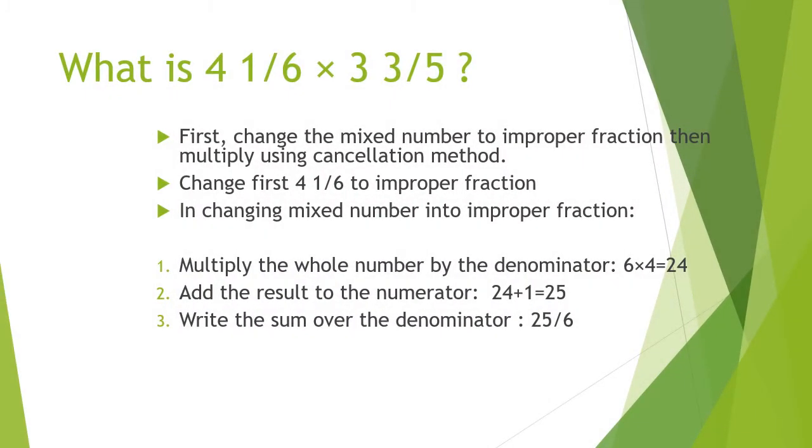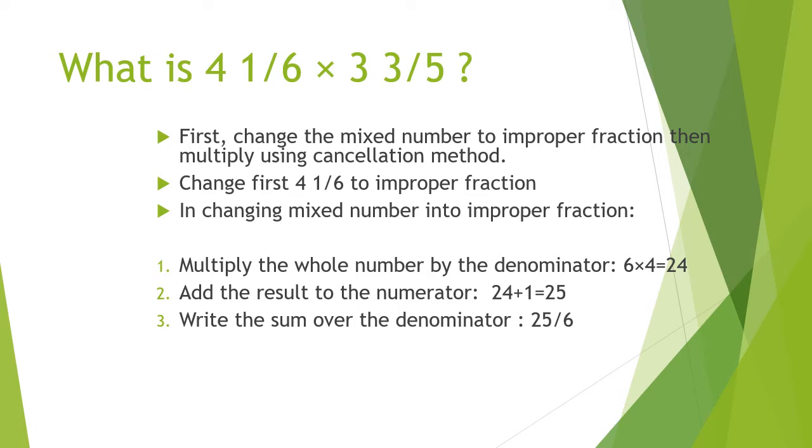Next, what is 4 and 1/6 times 3 and 3/5? First, change the mixed number to improper fraction, then multiply using cancellation or cross multiplication method. Change first 4 and 1/6 to improper fraction. 6 times 4 plus 1 becomes 25 and copy the denominator 6. We have 25 over 6. Second, change 3 and 3/5 to improper fraction. 5 times 3 plus 3 becomes 18 and copy the denominator. We have 18 over 5.